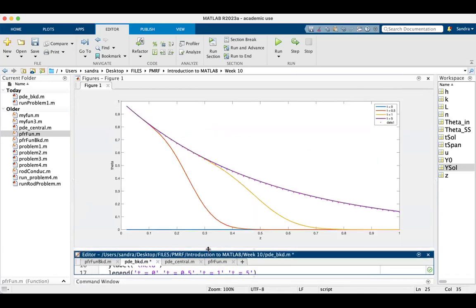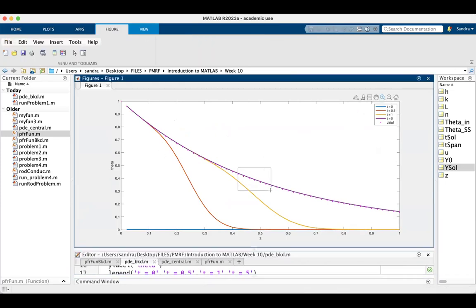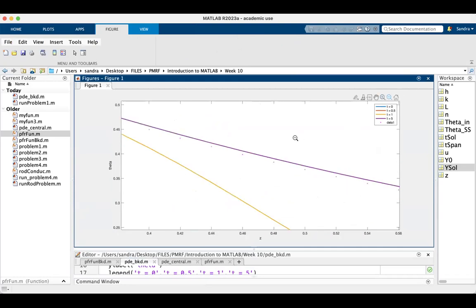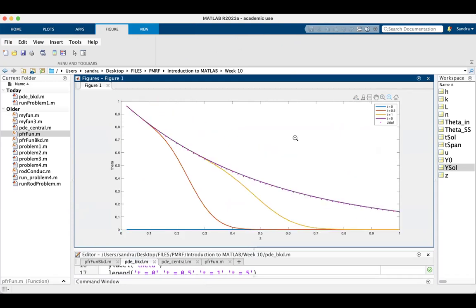Let's see the plot again. I don't know if you can see the plot. Can you see the dots, small dots? See, there are small dots. So at t equal to 5, what happened is your system has reached the steady state. So that is why the steady state solution is closely matching with your t equal to 5 solution. Any doubts?